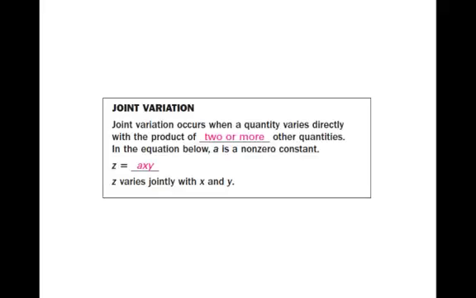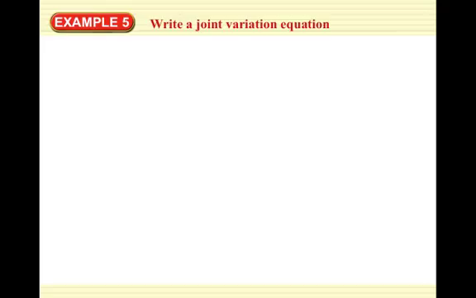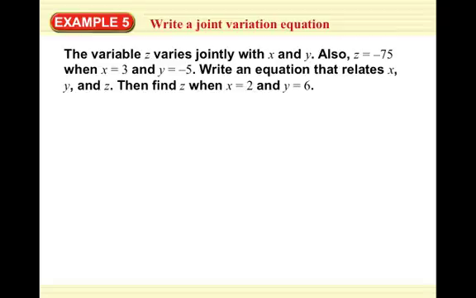Now, that's it for inverse variation. Let's talk about joint variation. Joint variation occurs when a quantity varies directly with the product of two or more other quantities. In the equation below, A is a non-zero constant, so again, A can't equal 0, and we have Z equals A times XY. So we say Z varies jointly with X and Y. The variable Z varies jointly with X and Y. So that tells us that we can use the model Z equals A times X times Y.